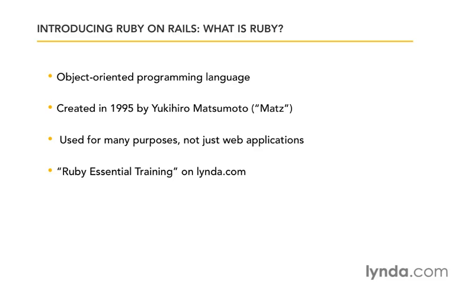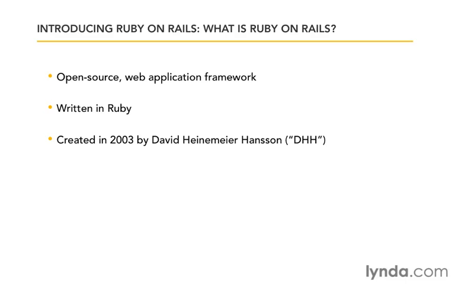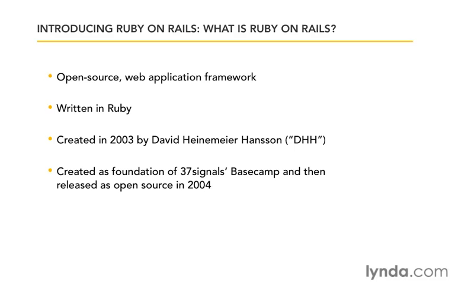The second half, though, is Rails. So what is Rails, or Ruby on Rails? It is an open source web application framework that is written in the Ruby language. It was created in 2003 by David Heinemeier Hansson, who the community often refers to as simply DHH. And it was created as the foundation of 37signals' Basecamp application and then released as open source in 2004. Now, if you remember, Ruby was created in 1995, so it was already out there, and then David Heinemeier Hansson came along and said, oh, you know what, wouldn't it be great to write this web application framework in the Ruby language? So what exactly is a web application framework then?